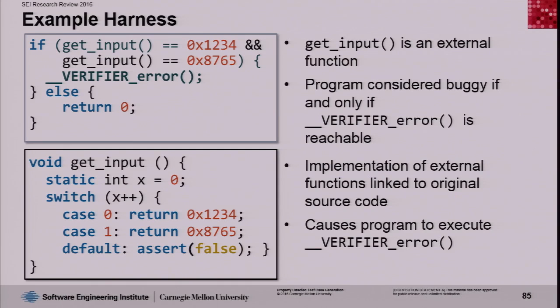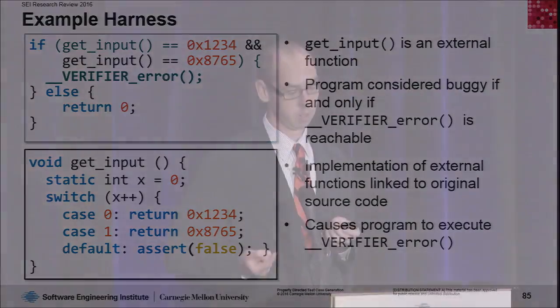We have to call get input twice. The first call has to return the value 1234 in hexadecimal notation. The second call has to return 8765 in hex. And now imagine that get input is some external function. We don't have the implementation. Maybe it's a network call or something like that.